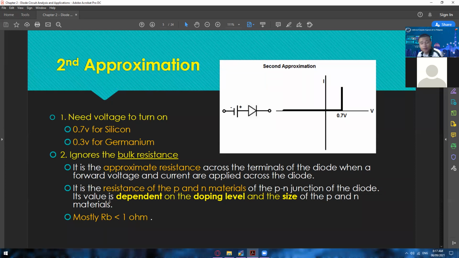Its value is dependent on the doping level and the size of the P and N materials. So maybe if you have a super big diode, then the bulk resistance is above 1 ohm. But if it's just a normal diode, mostly the value of that one is less than 1 ohm. So this is the only addition in the second approximation: you now need to consider the voltage threshold of that diode.